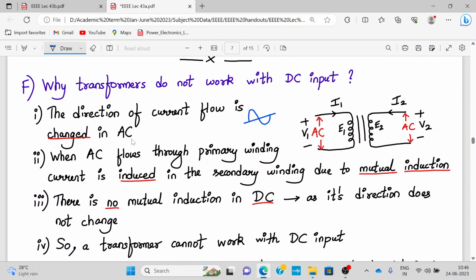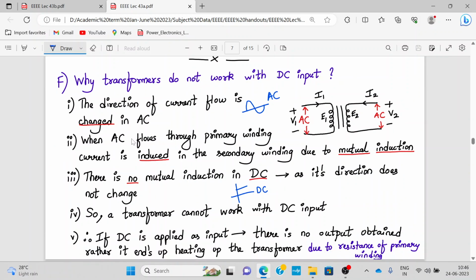Whenever an AC current flows in the primary winding, current is induced in the secondary winding due to mutual induction. That's Faraday's law of mutual induction, right? But no such mutual induction is possible when we give DC input, because in DC the direction is never changed. This is DC and this is AC. So there is no phase reversal, there is no chance of mutual induction. Therefore, a transformer cannot work with a DC input. That's the simple answer to the question why a transformer does not work with DC input.